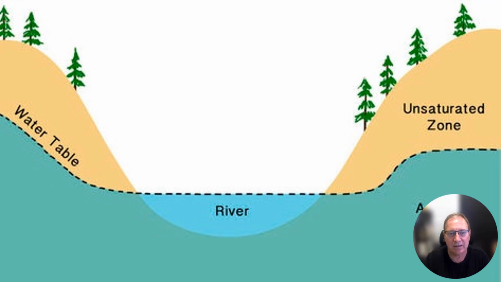So let's take a look at a river and talk about how the water table lines up with the river and what the unsaturated zone is, and then talk about how over time natural levees are created around a river.